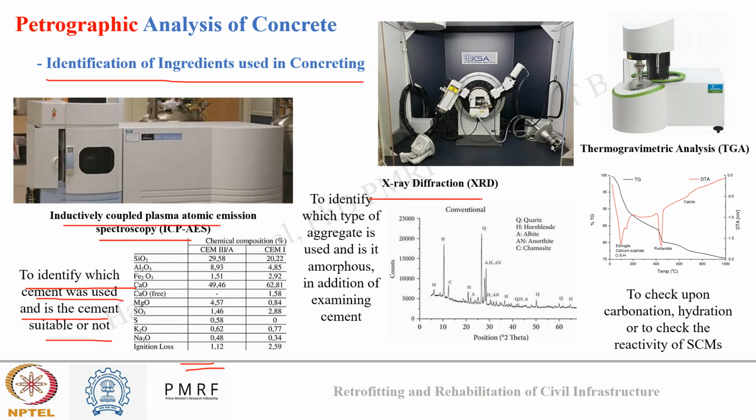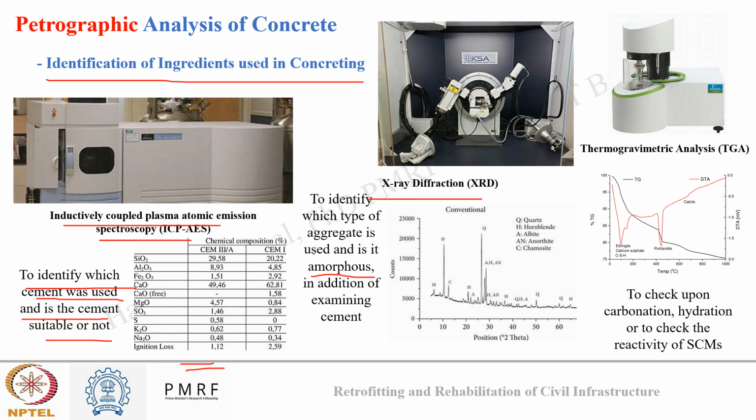Okay. Second is XRD, X-ray diffraction. So this is used to identify which type of aggregate is used and whether it is amorphous. Okay, because we know if the aggregate is amorphous, then it can lead to alkali silica reaction or alkali carbonate reaction.